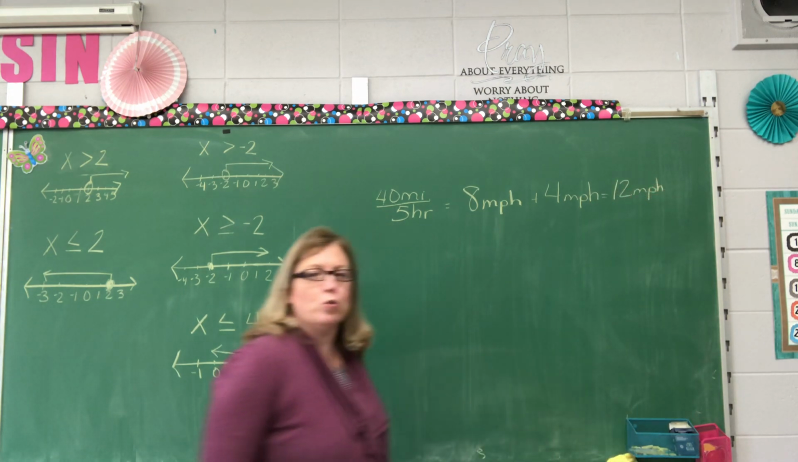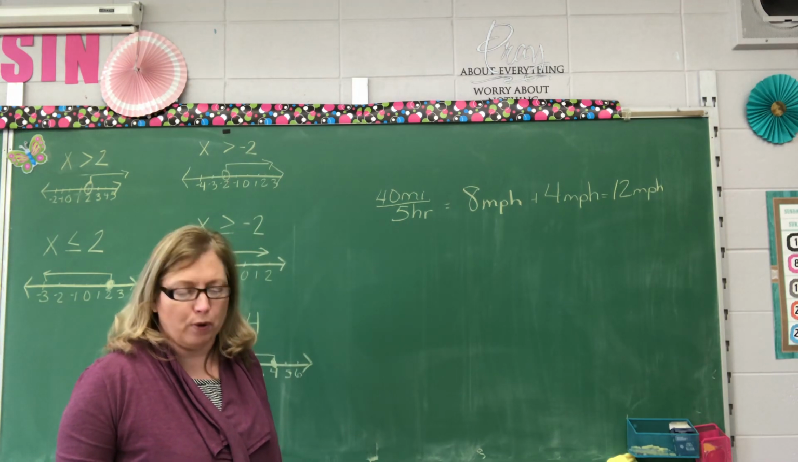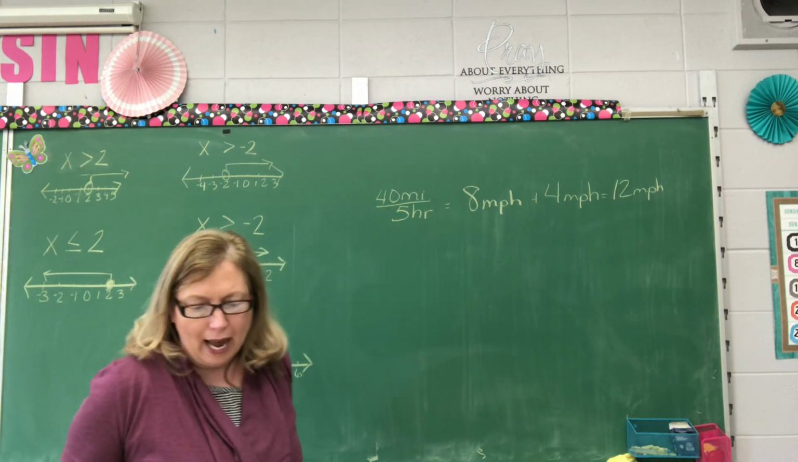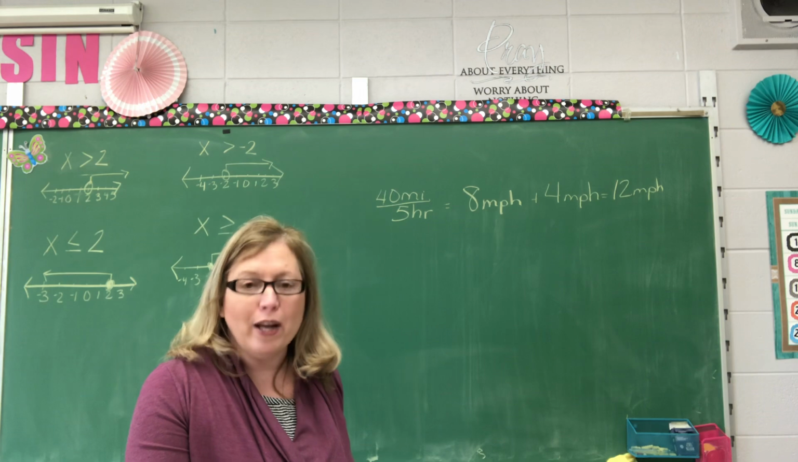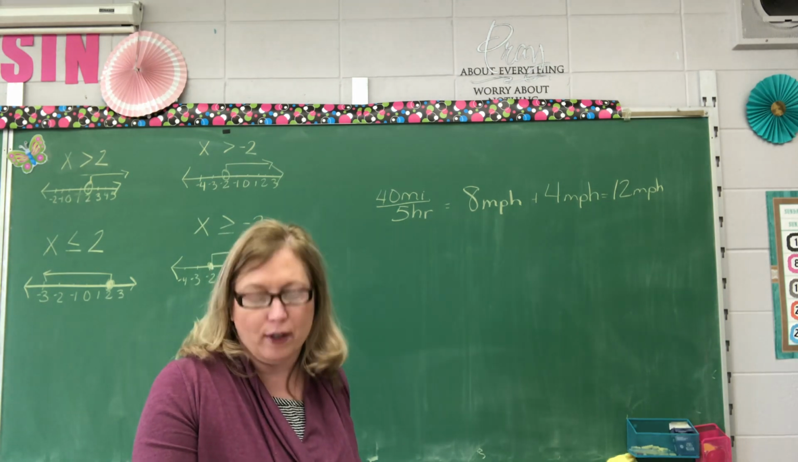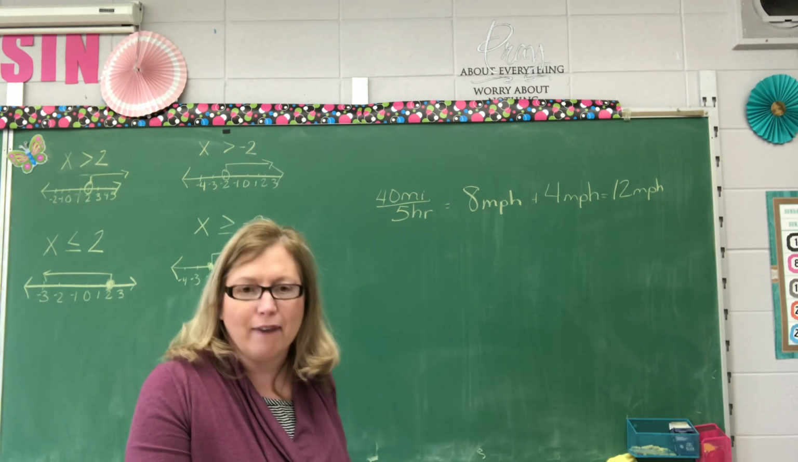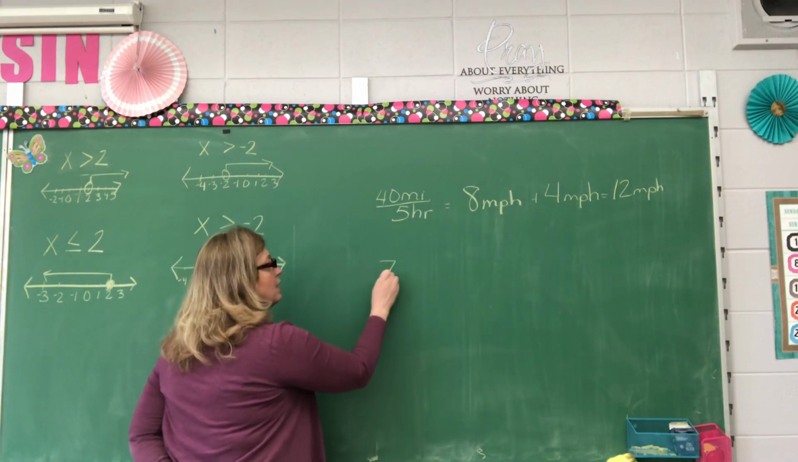So the stagecoach was going 12 miles per hour. Let's look at number 4. The ratio of players to onlookers was 7 to 5. Okay, so our ratio is 7 to 5.